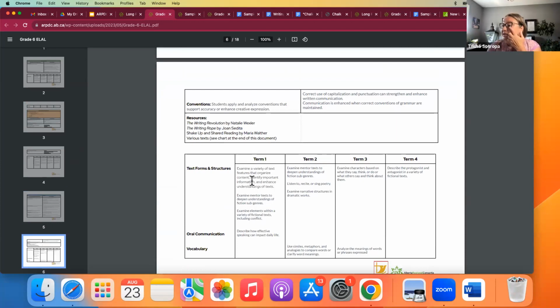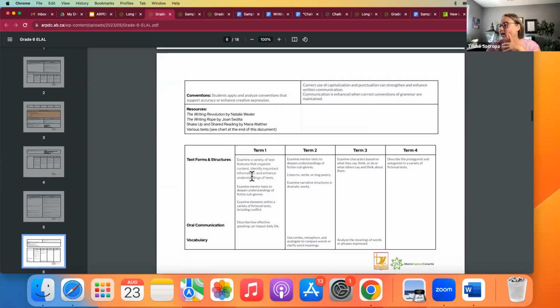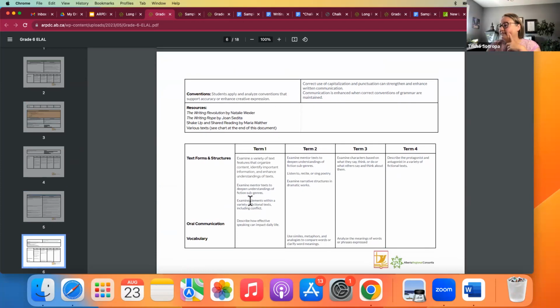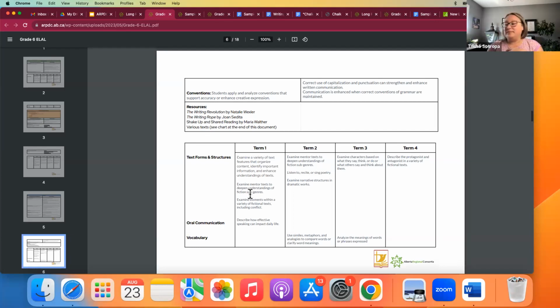So we might, if we are looking at text forms and structures, focus on, I'm just trying to think of which one I would do. So something like headings. If we're doing a piece of nonfiction today, think about what headings would be on each of your paragraphs, something like that.